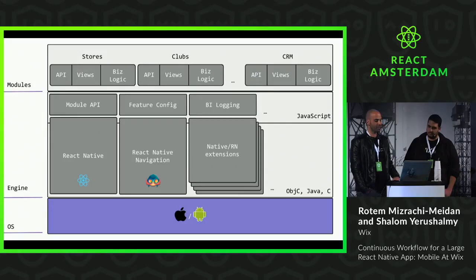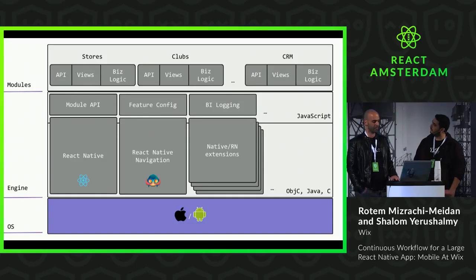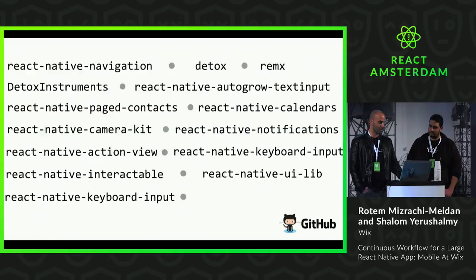Okay, so each module is free to use every native extension available in the engine. They communicate via the module API, and the engine also provides other infrastructure, native and JavaScript, for A/B testing, BI logging, and more. Each extension is being developed independently as well. So most of them are open source projects.